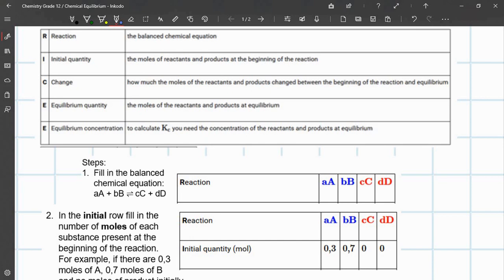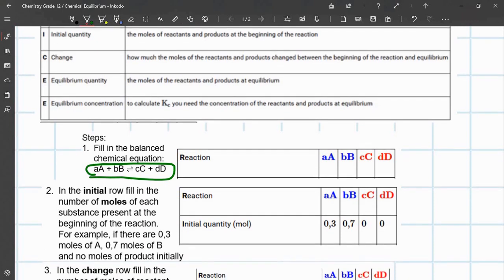So let's go through the example with placeholder values step by step, and then we'll do a practical example afterwards. First step is to fill in the balanced equation like this. If you're given this equation, the first thing is to fill it out. Then you're given an initial number of moles. In the initial row, fill in the number of moles of each substance present at the beginning of the reaction. For example, there's 0.3 moles of A, 0.7 moles of B, and no moles of the product. So we fill that in the table.